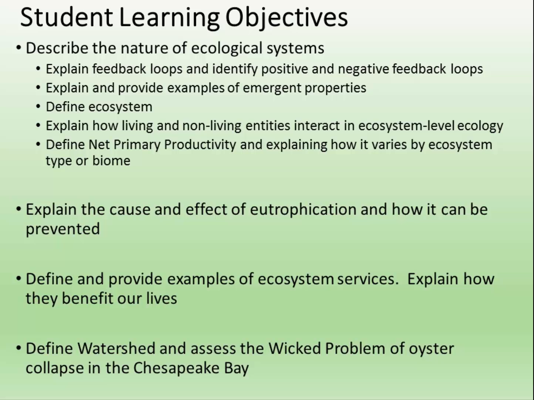biome. The other learning objectives of this lesson are: explain the cause and effect of eutrophication and how it can be prevented, define and provide examples of ecosystem services and explain how they benefit our lives, and finally, define watershed and assess the wicked problem of the oyster collapse in the Chesapeake Bay.